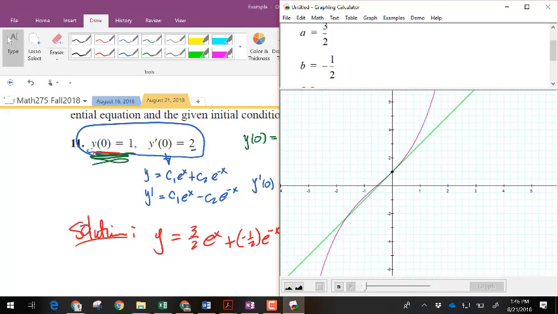So remember, we're just using the green line as a guide to the slope. Let me see if I can make that lighter. But the actual solution is that purple line that we found, and it passes through that point. So let's take a picture of this and put it in our notes. This looks pretty cool.